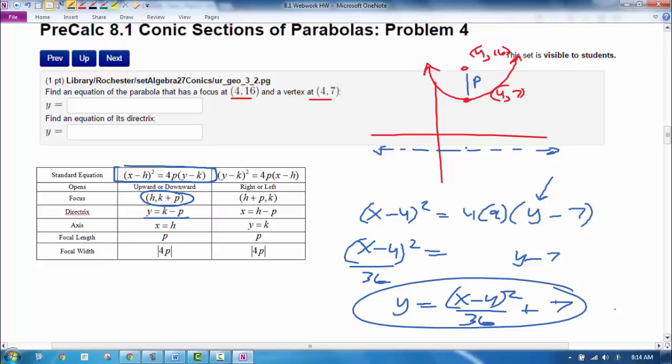That should be fine. And then it wants the equation of the directrix. I already found that down here, but you can always just use this right here, which is k minus p. So in this case, it's 7 minus 9, which is -2.